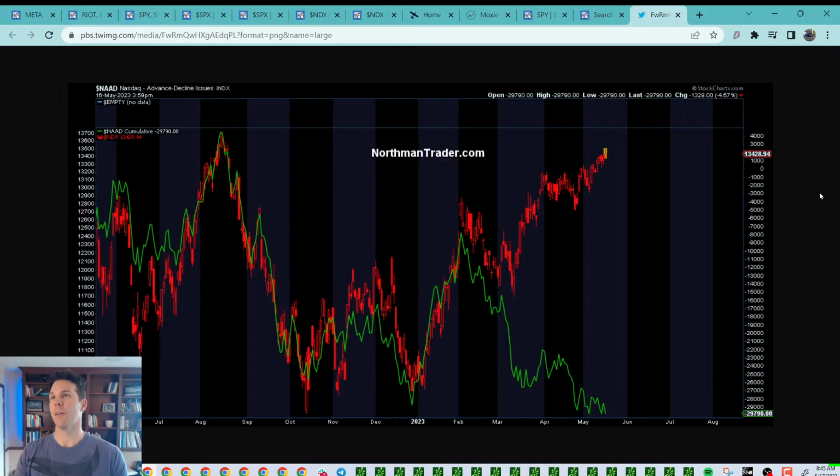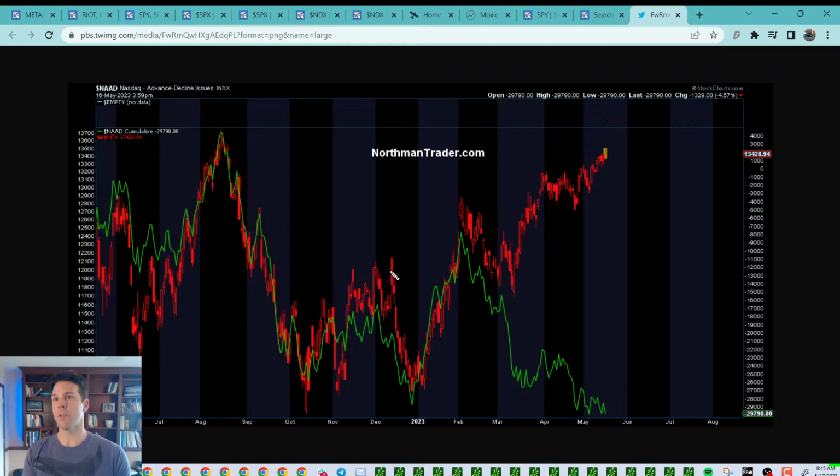There you go. Now, if this is not stark, I don't know what else is. I mean, this is really pretty crazy to see. So let me explain it. You have the advanced decline line, cumulative advanced decline in green, and then you have the index in red. So price with breadth. And you can see that for the most part, they follow each other.